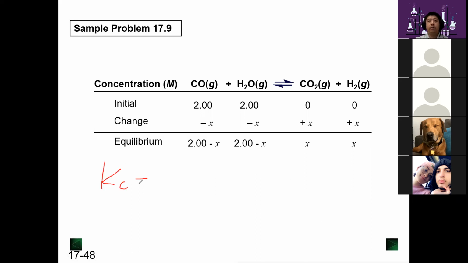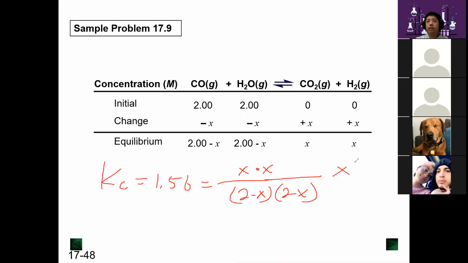I know my Kc value. It told me that it was 1.56. And I also know my Kc is equal to x times x, which is my products on top, over my reactants. So 2 minus x, 2 minus x. Okay. Good news is because this is a 1 to 1 to 1 ratio and it's the same concentration for both, this just becomes x squared over 2 minus x squared. Okay. So I simplify this whole area into that. I'll rewrite that one a little neater. Any questions up to this part here?